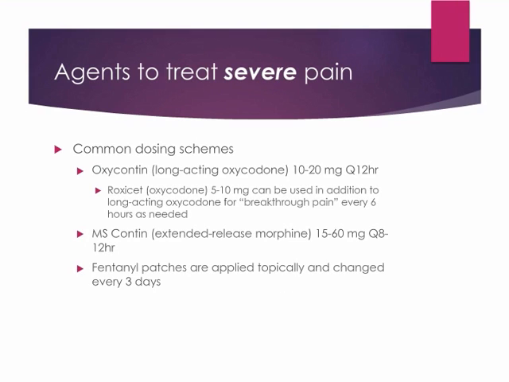So common dosing schemes for these agents that we use to treat severe pain are as follows. OxyContin, which is the long-acting formulation of oxycodone, is dosed as 10 to 20 milligrams every 12 hours. And you'll notice that I didn't put PRN here. If we're giving a long-acting agent, we want the patient, at least for a short period of time, to take it routinely so that we can stay ahead of the pain.